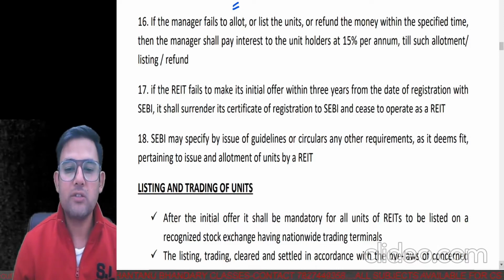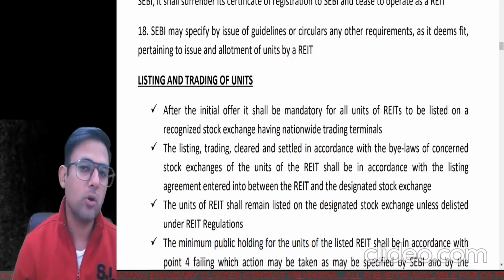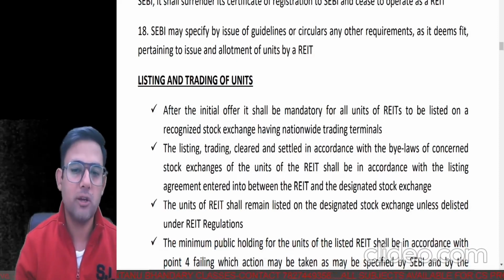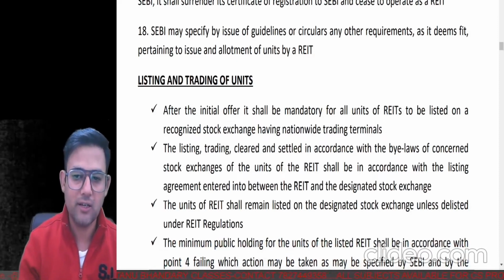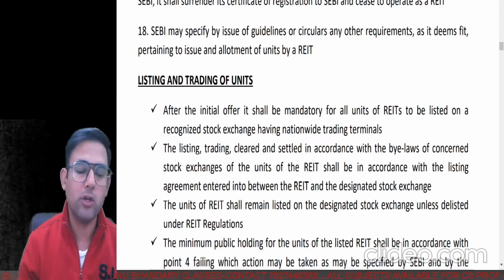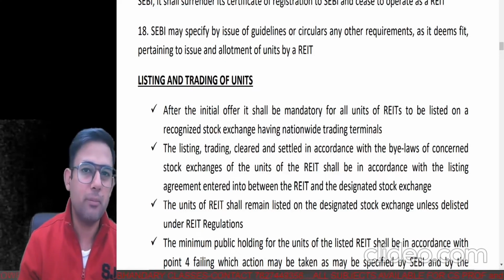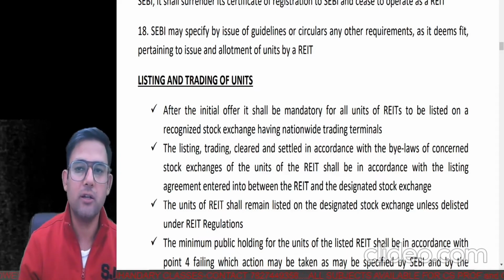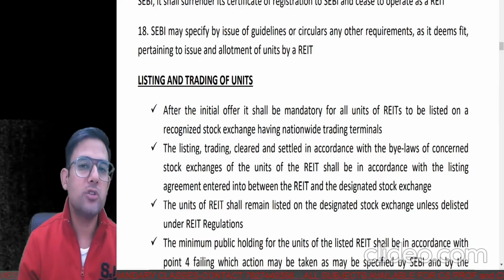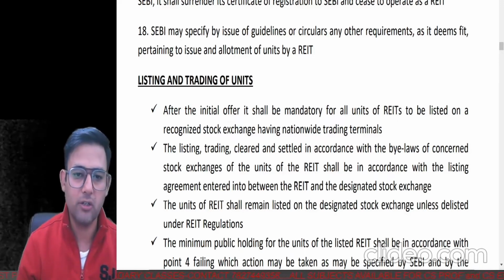In regard to the listing and trading of the units, it says just like normal shares, like a normal IPO or FPO, the units will be listed on the nationwide exchanges, NSE and BSE. If you pause the video, or even after watching the video, you search on Google for REITs in India, you will find the names of REITs coming up, like Embassy Parks and others. I think I mentioned that earlier as well. And you will also see their unit price under NSE or BSE, wherever they are listed. So they are listed on the nationwide exchanges.